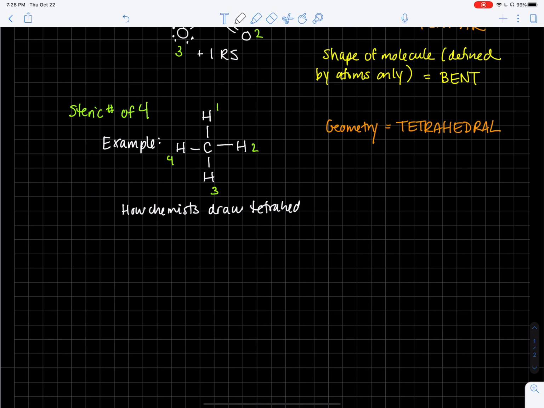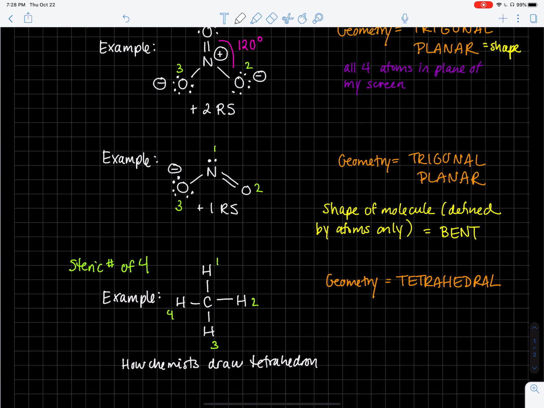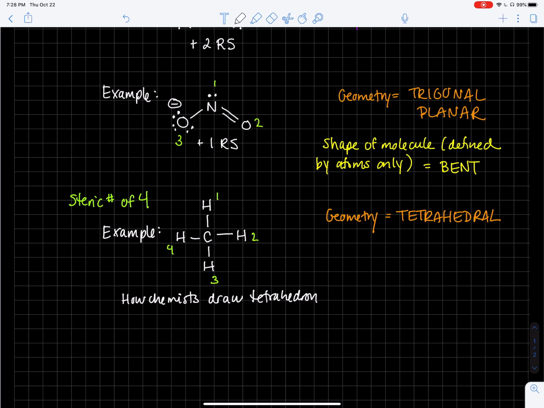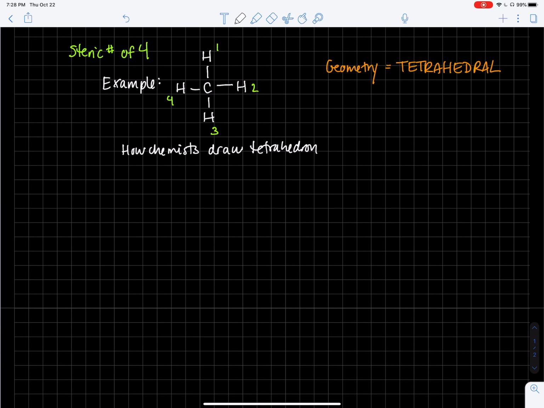So the shapes above were planar. And so we could just draw the 2 trigonal planar shapes. We could just draw them on the screen because if we choose the molecule lying in the plane of the screen, we can draw it completely accurately. It's a 2-dimensional species. A tetrahedron is 3-dimensional. So we have a special language to draw these. We draw the carbon in the middle.